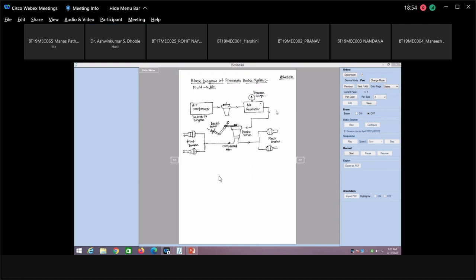Why you require the air reservoir? Saurabh, you are right. First one is compressor, second one is whatever second dot is there. I have said this is air reservoir. Why you require air reservoir? To store and maintain the pressure. Why you require to maintain and store the air under pressure?